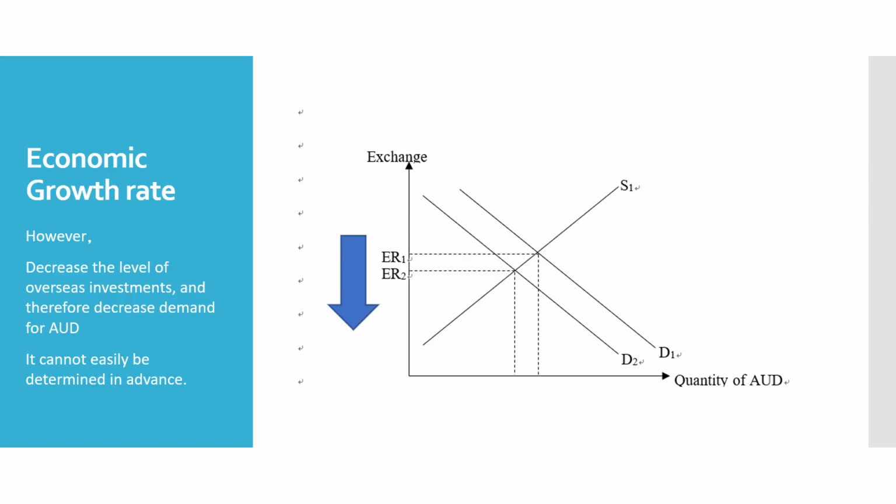The net effect will depend on the strength of each of these separate factors and the slope of the demand and supply curves. It cannot easily be determined in advance, therefore it's hard to tell where this economic growth is coming from, but it comes from export and import. It would affect our exchange rate.